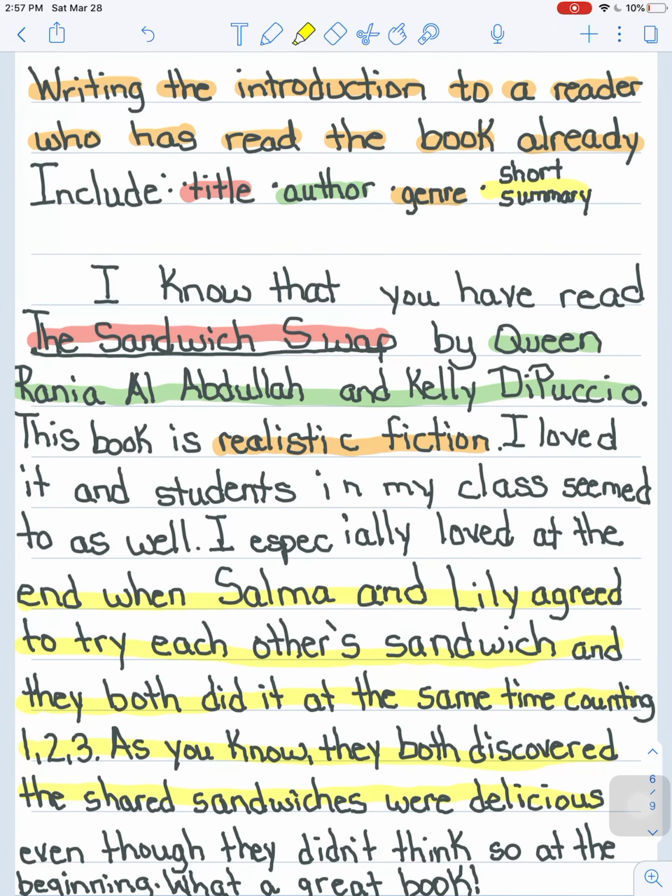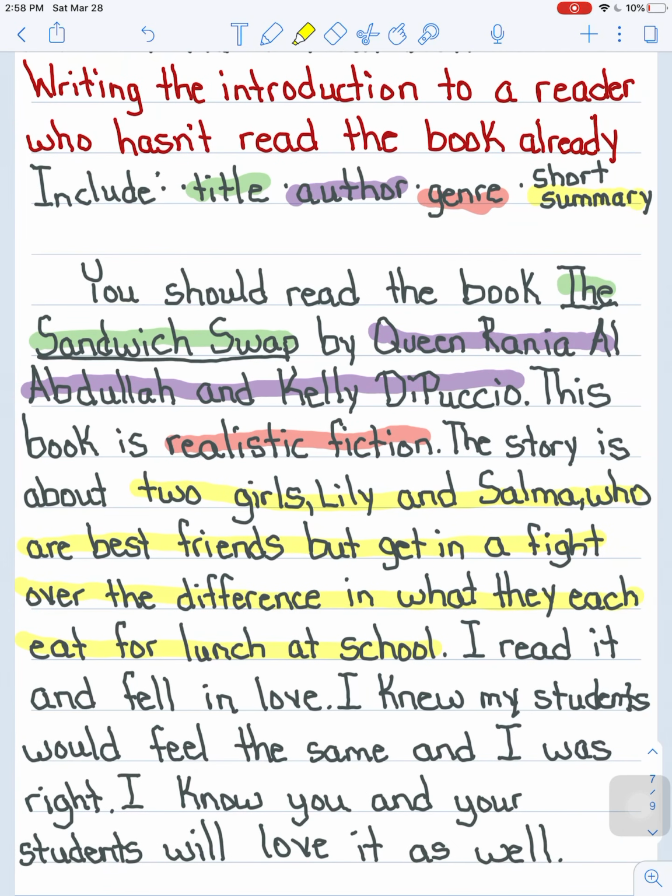Okay, so these are two different ways that you can write the introduction of your book. This is if your reader has read the book already, and here's an example of if the reader has not read the book already. What I want you to do is look at who you decided to write your letter to that you started yesterday. And I want you to think, is this person someone you think has read that book? Or do you think it's a new book that they have never read before?